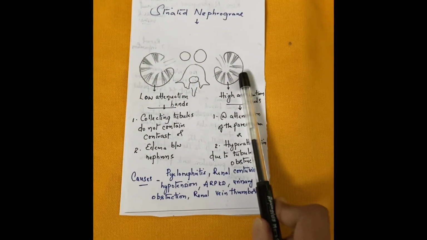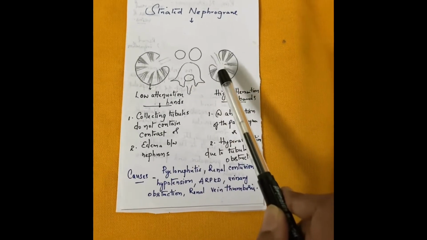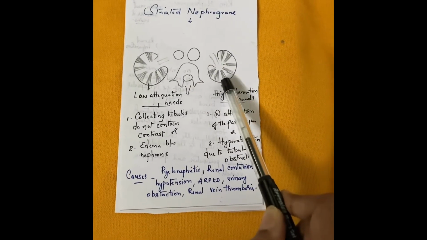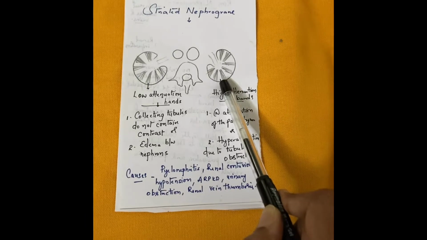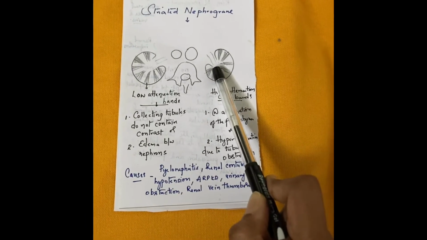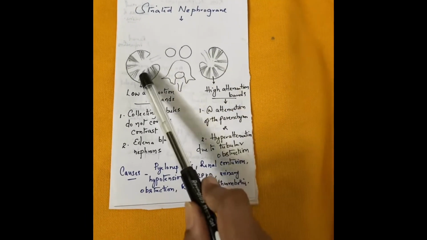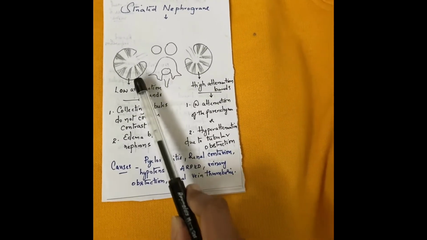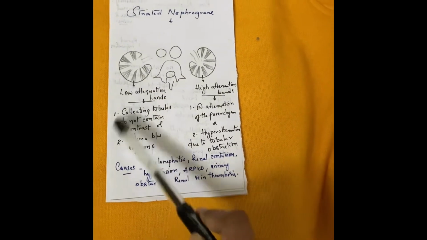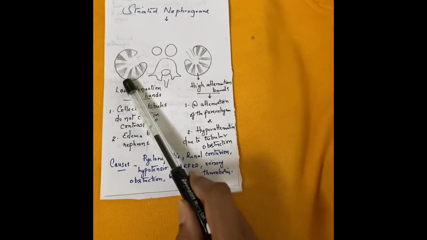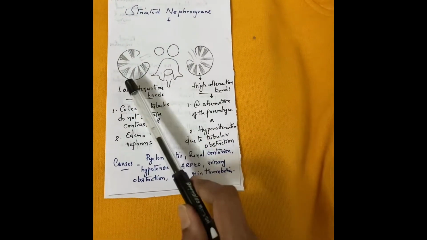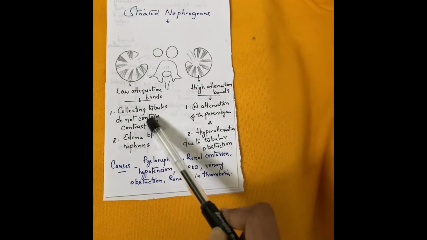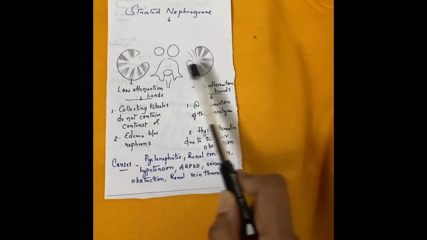What is striated nephrogram? There will be alternating bands of high and low attenuations. They'll have a radial arrangement extending from renal capsule to the papilla, similar to the collecting ducts. What are these? These low attenuation bands are mainly due to the collecting tubules, they don't have any contrast. Due to no contrast, they will not enhance, or it may be due to edema between the nephrons.